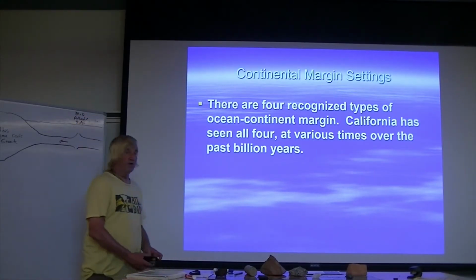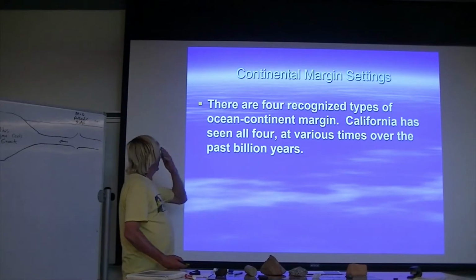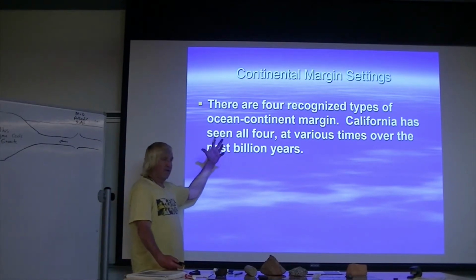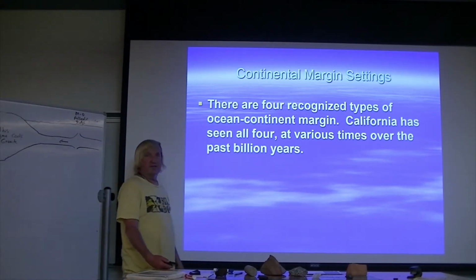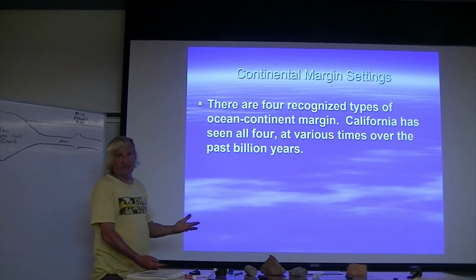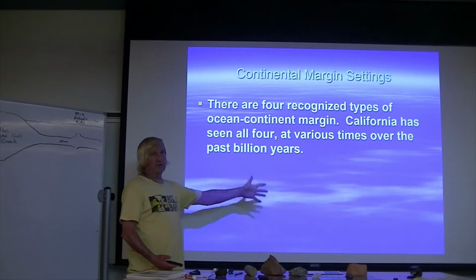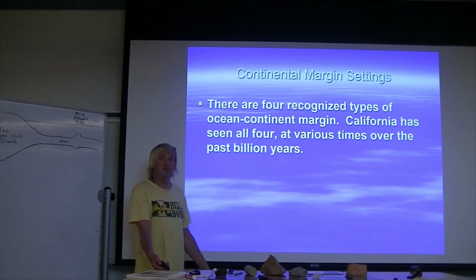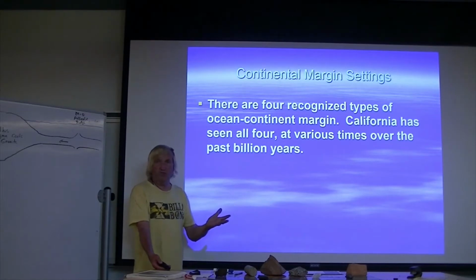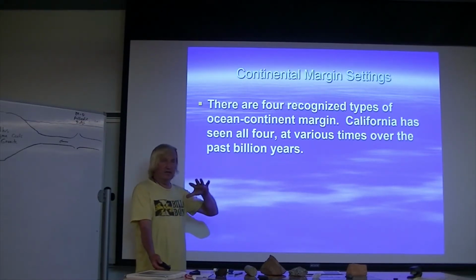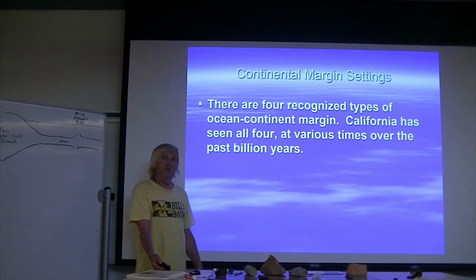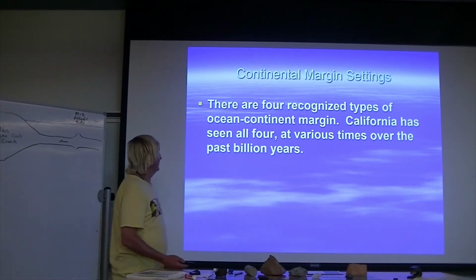So, we call these continental margins. California has had 4 different continental margins or plate boundaries. The Atlantic type is what we see on the eastern seaboard of the United States today. It's called a passive margin because nothing's going on. Plates aren't converging, they're not moving away from one another. Basically, the eastern seaboard of the United States is passive. Nothing's going on tectonically there.